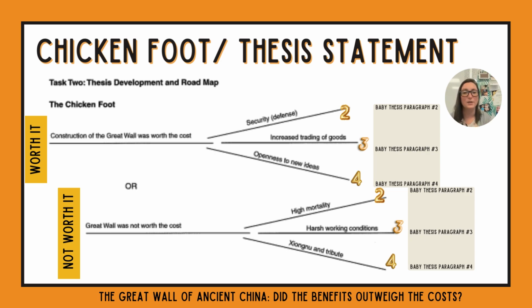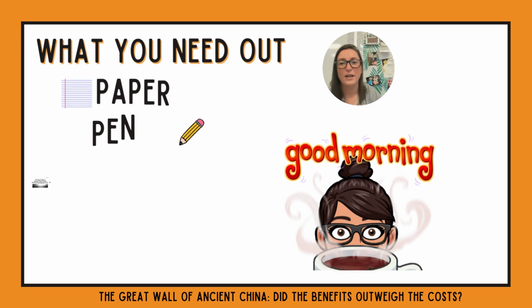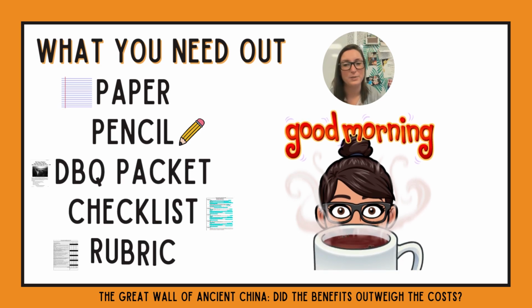Each one of these items is going to be your big last sentence of the first paragraph, and then they are going to be smaller sentences doing the beginning part and a little tiny toe for each of your baby theses on your checklist. Right now, you need paper, pencil, your DBQ packet, your checklist, and your rubric to get started.